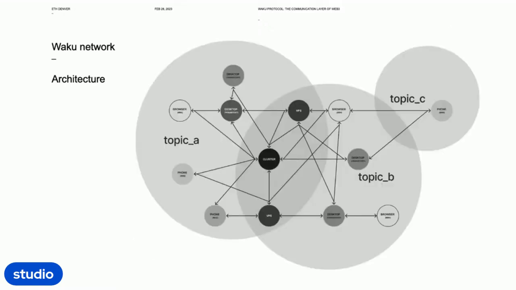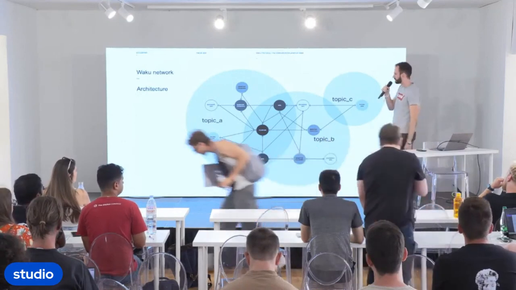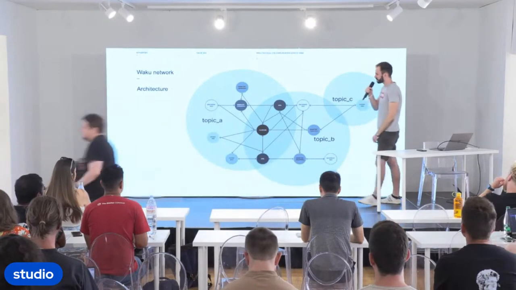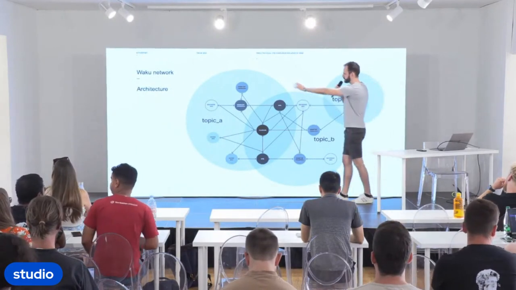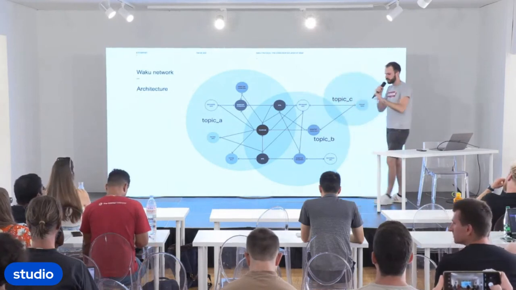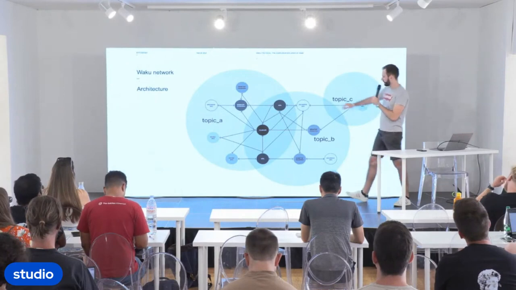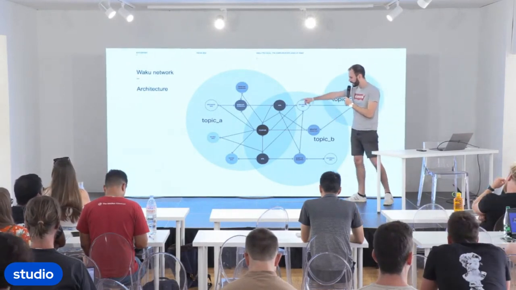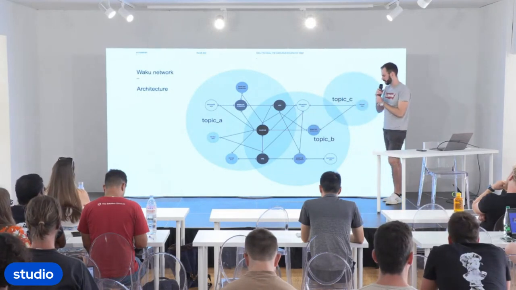So let's see. Just to elaborate a bit more on this slide that also BuzzLab said, each circle is a node, and you have different topics. This is one topic, this is one topic, and that's one topic, right? So the nodes organize themselves around this topic. So if this node publishes a message to topic B, then it will reach all the nodes that are subscribed to that topic.